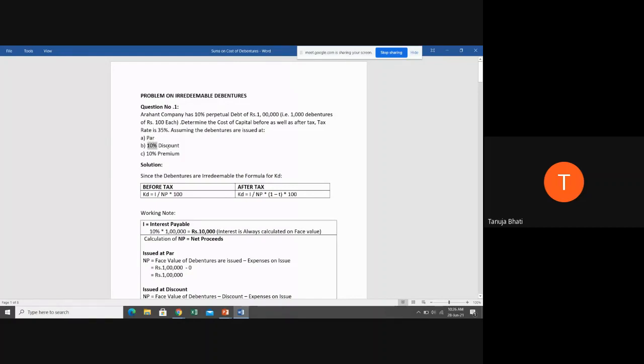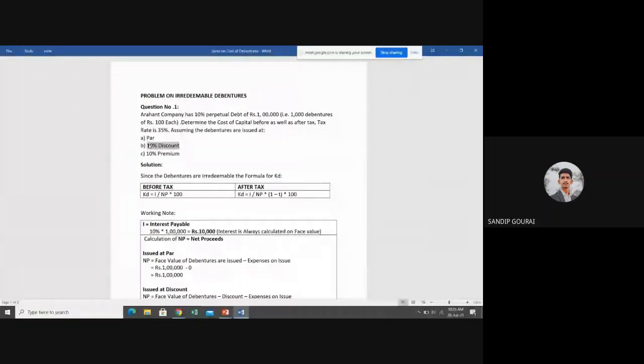Now, in case of B, students tell me, what is the meaning of 10% discount? Debentures are issued at 10% discount. That means the par value is 100. And if they are issued at 10% discount, what does this mean, students? Less than the face value. It means then at what actual rate is it issued? 90%. 90 rupees it is issued, right?